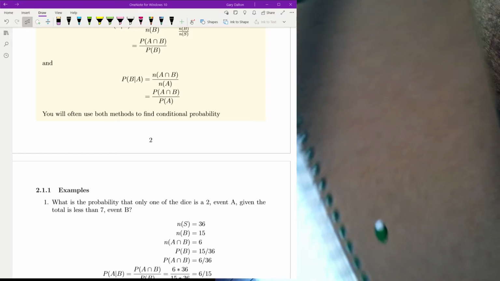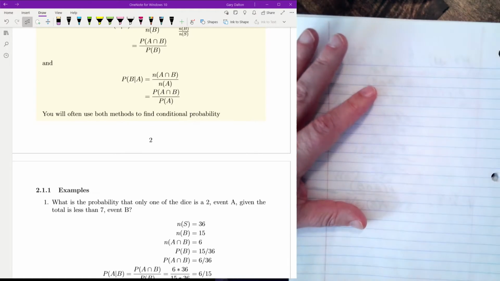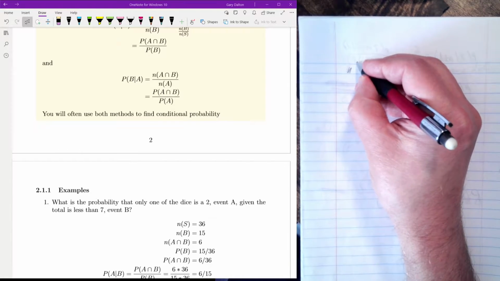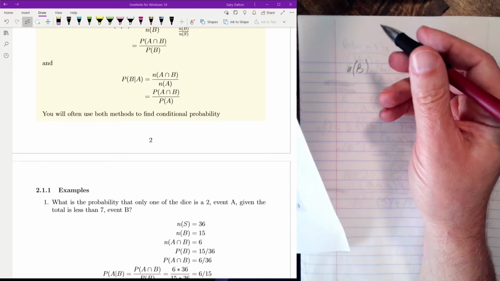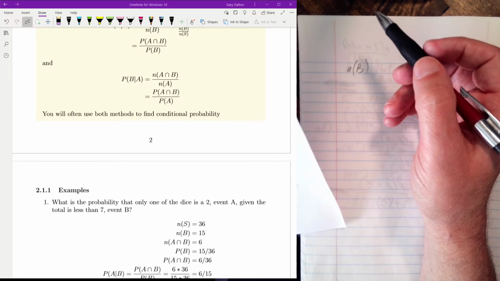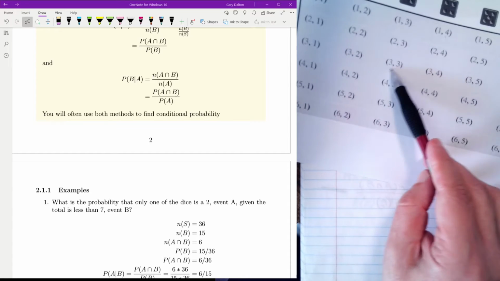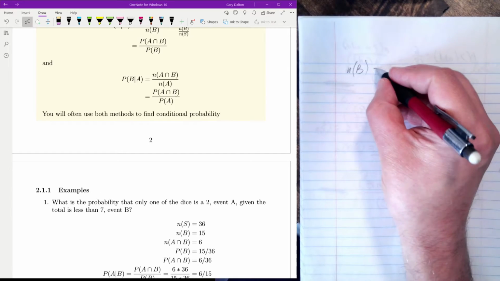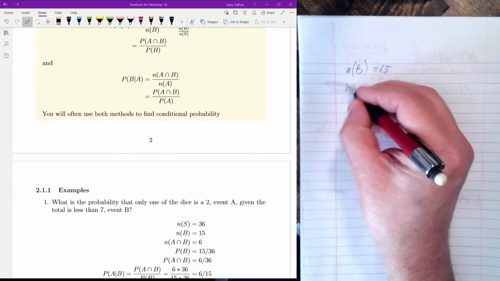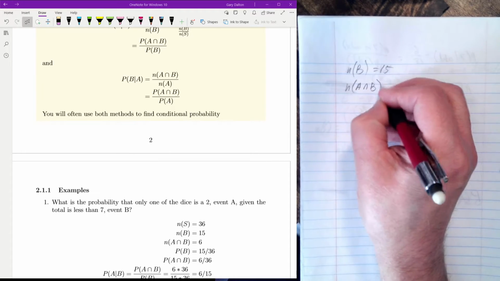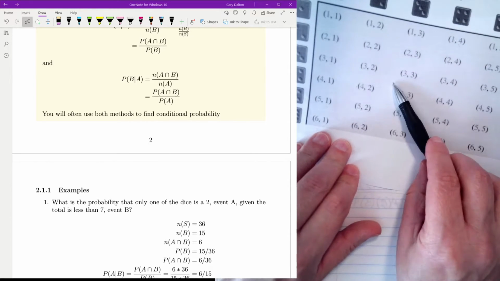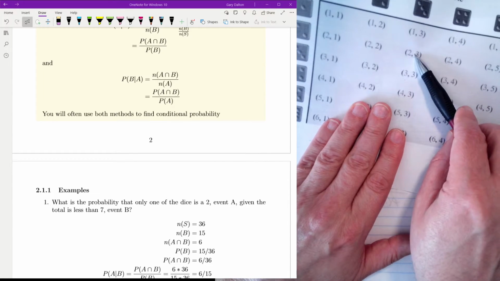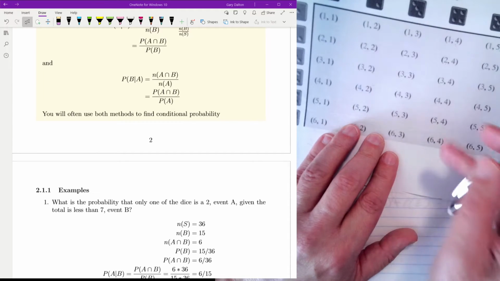I'm almost out of paper in this folder, so we'll have to redo that. So let's do n of B, and that is the number of events that are less than 7. So 1, 2, 3, 4, 5, 6, 7, 8, 9, 10, 11, 12, 13, 14, 15. So that equals 15. Now the number that are A intersect B, the number in this group that have one of the dice being 2: 1, 2, 3, 4, 5, 6, 7.